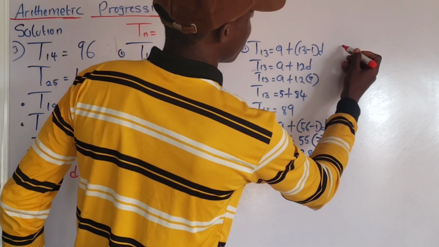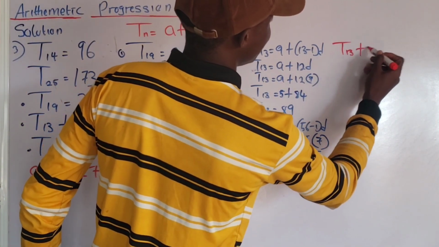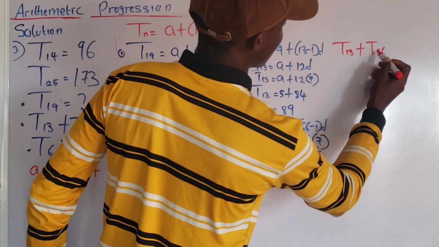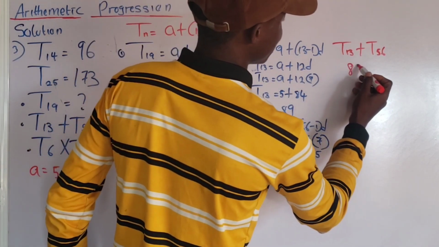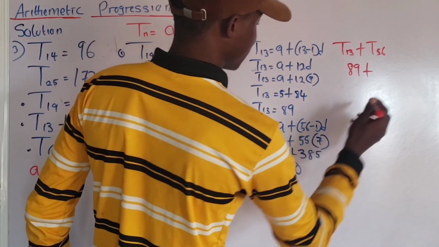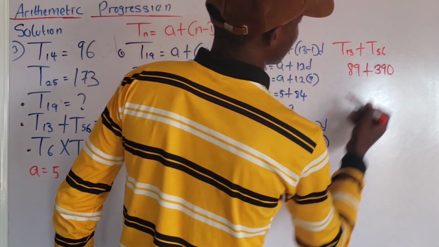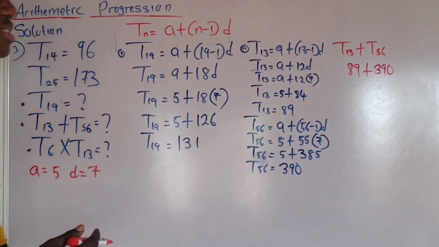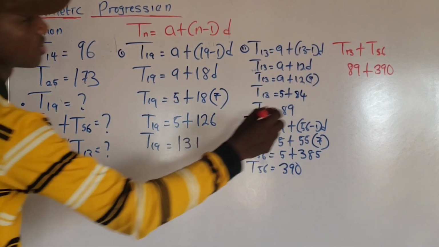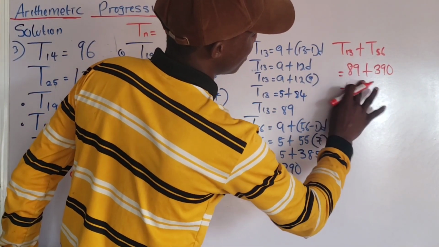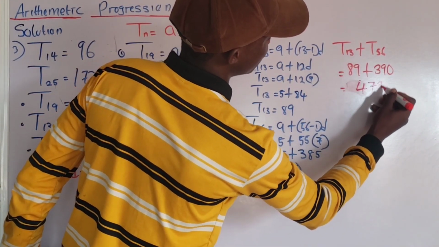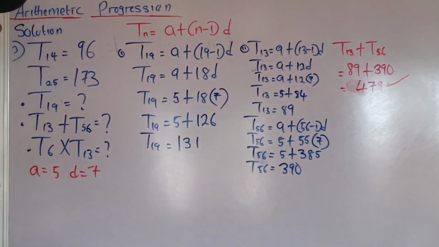Now, the sum of the 13th term and the 56th term will be equal to, the 13th term is 89, so I'm going to have 89 plus 56th term, that is 390. So 89 plus 390, that will be 479. That is the answer to the second question.